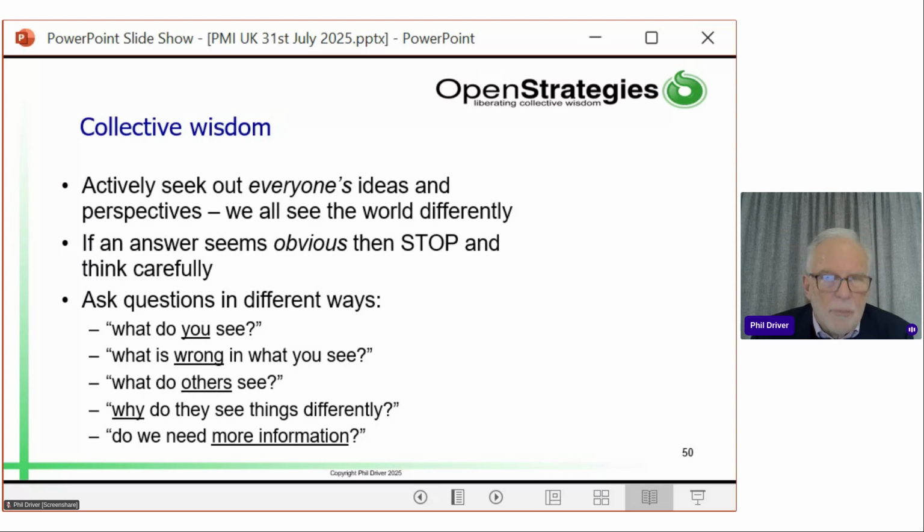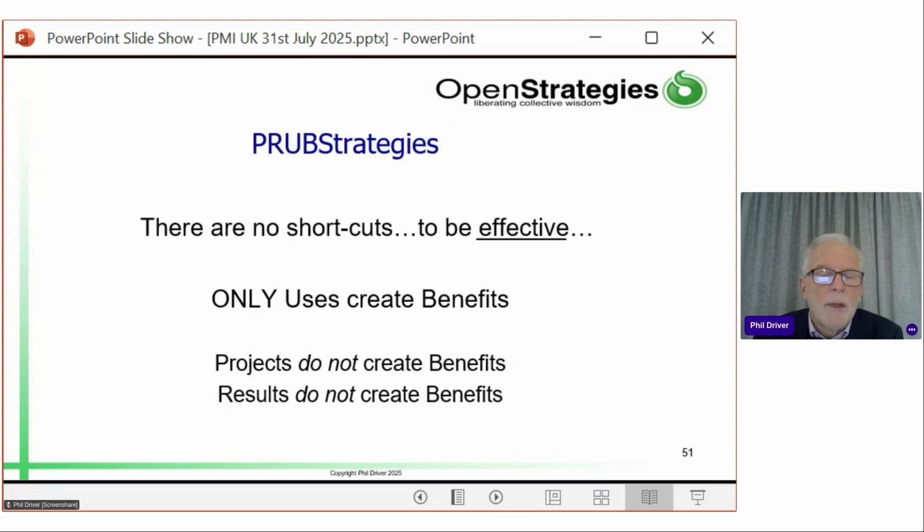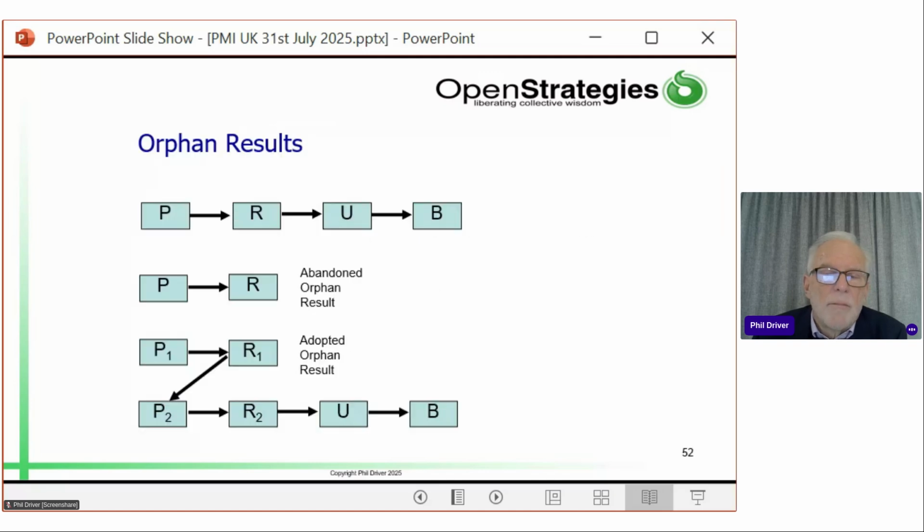So don't assume that the project managers and the strategists are the experts in everything. They're experts in their field, and it's essential that we get the experts in the field of uses and benefits, which is the users. So just reminding you, there are no shortcuts. Only uses create benefits. Projects don't create benefits, and results don't create benefits.